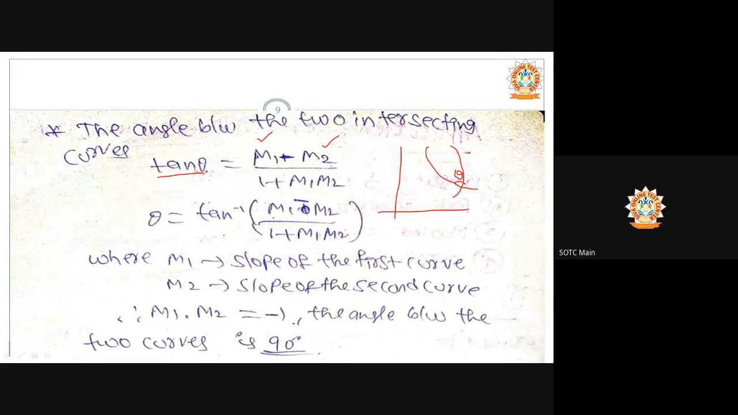One more thing: if m1 into m2 becomes minus 1, then the angle between these two curves will be 90 degrees. You can also check it. Just take one example where m1 into m2 is equal to minus 1. Let us suppose m1 is 2 and m2 is minus 1 by 2. Now substitute these values here, definitely it will reach infinity. So tan inverse of infinity will become 90 degrees, right?